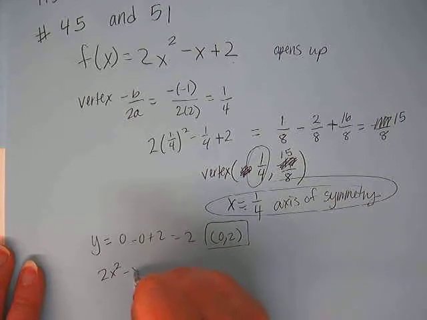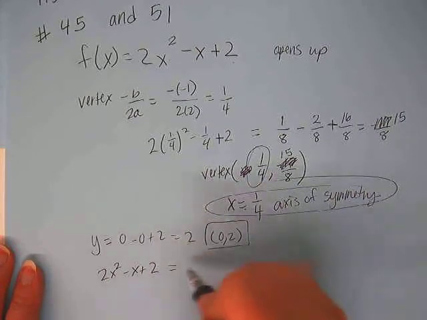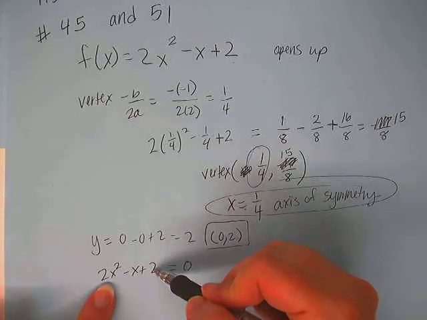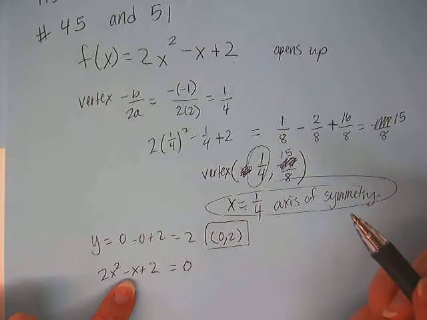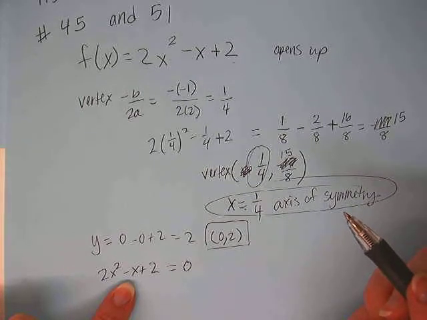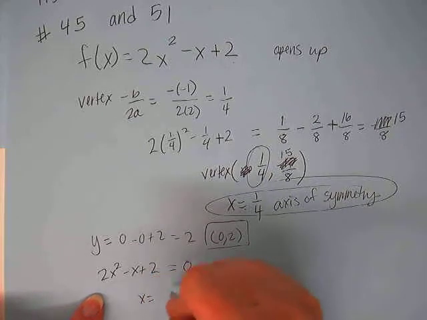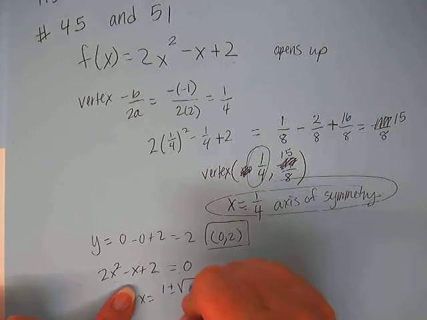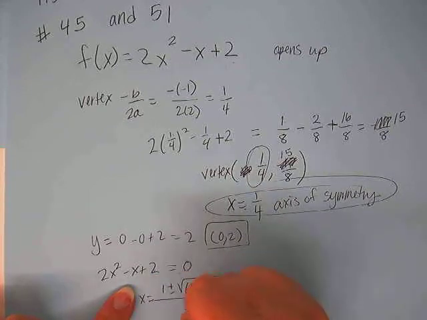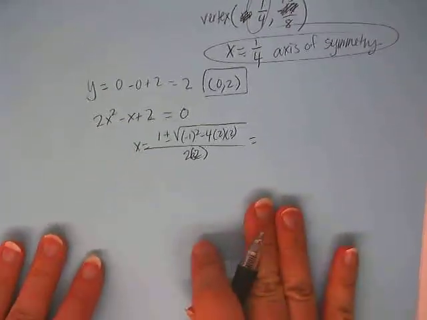Now to find the x-intercepts, we take our function and set it equal to 0 and solve it. Is this one factorable? Can we factor this? 2 times 2 is 4. Are there factors of 4 that would subtract to get 1? I don't think so. So what do we have to use to find the x-intercepts? Quadratic formula. So x equals negative b plus or minus square root b squared minus 4ac all over 2a.